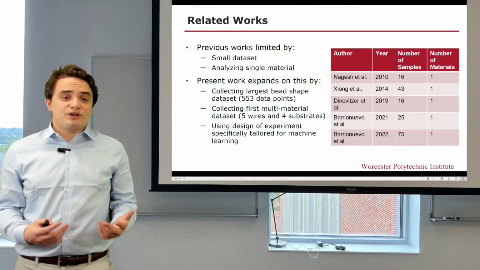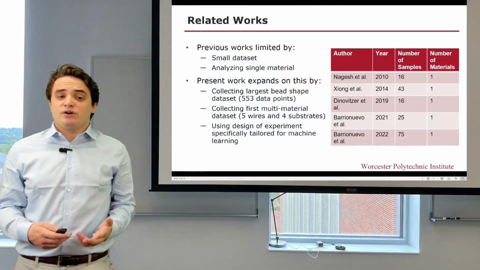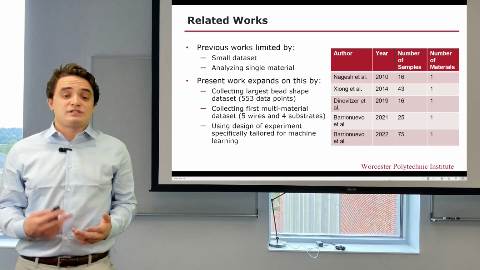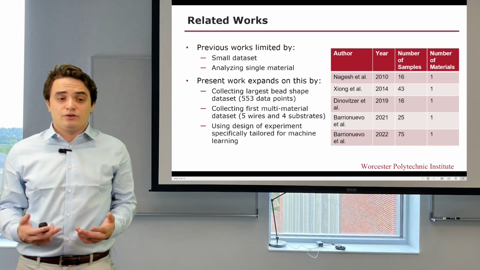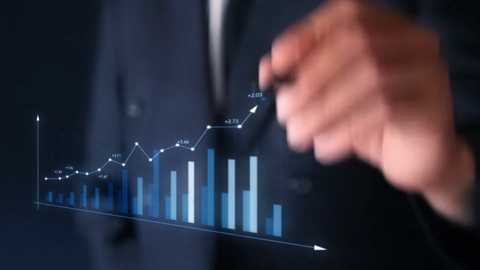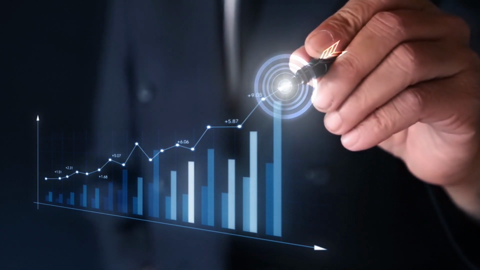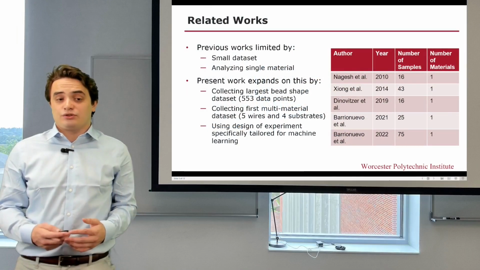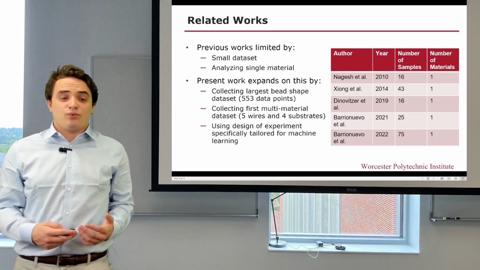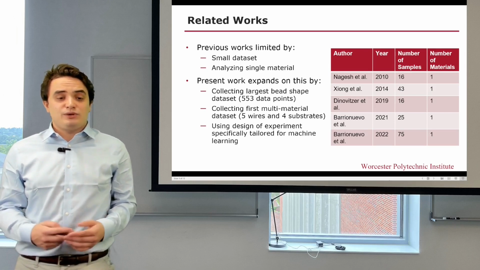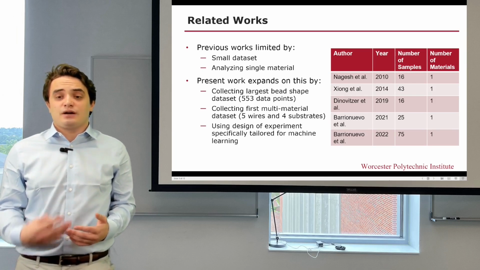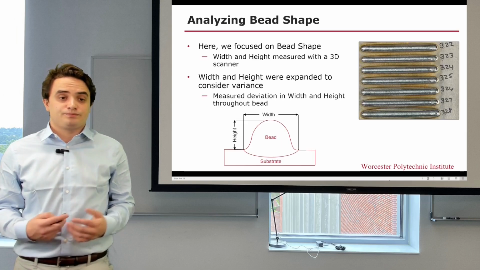So this is built on previous works which have been limited by small data sets or only analyze a single material. For example, the largest previous data set was 75 samples, and none of them have included more than one wire and one substrate combination. However, in this work, we've collected the largest bead shape data set to date with 553 samples. Additionally, this is the first multi-material data set with 5 wires and 4 substrates. Lastly, we used a design of experiment that was specifically tailored to machine learning so we can maximize the amount of information we're gaining from each sample.